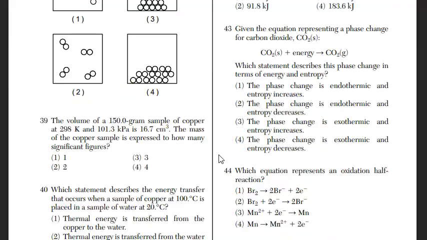For question 43, given the equation representing a phase change for carbon dioxide, which statement describes this phase change in terms of energy and entropy? So both. Sorry for my bad circling of those. Well, let's take them one at a time. You see energy here on the left-hand side of the equation as a reactant. That means we're putting energy in. Putting energy in is endothermic. If energy was showing up here as a product, that would be exothermic. So the first part of this is the phase change is endothermic, and I'm going to get rid of 3 and 4.